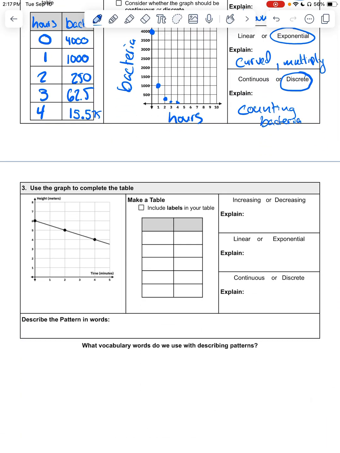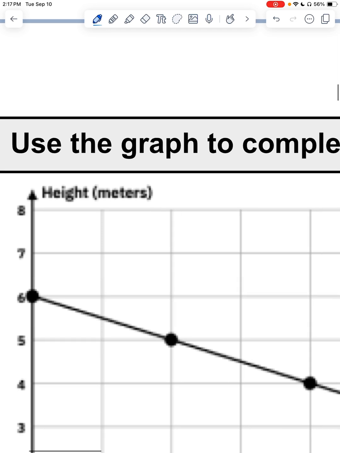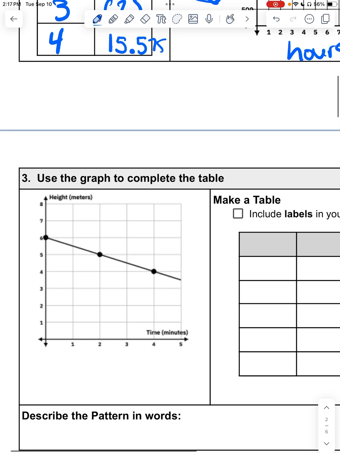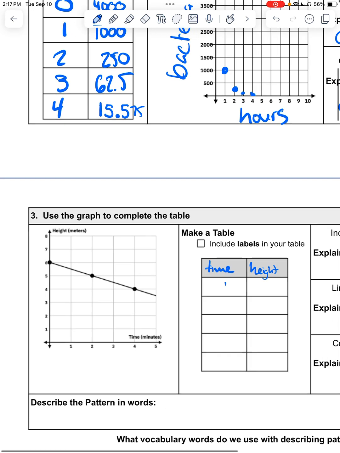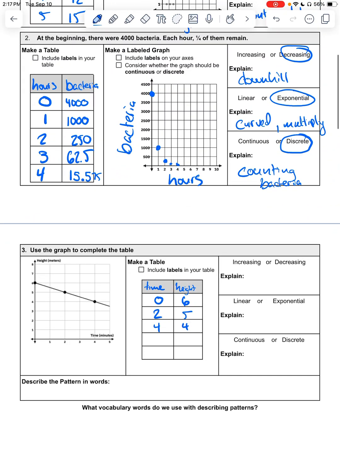This third one is a different pattern. We see it as a graph, so we're allowed to make a table. The axes are labeled. They're a little hard to see, but we can see them right there. That's our y, and that's our x. So our x is time, and our y is height. We can grab a couple of those points. The time is 0, the height is 6. The time is 2, the height is 5. The time is 4, the height is 4. So we got to figure out what's going on each time. Okay, well, the time is going up by 2. So we're going to go 6, then 8. And the height is going down by 1, 3, 2.